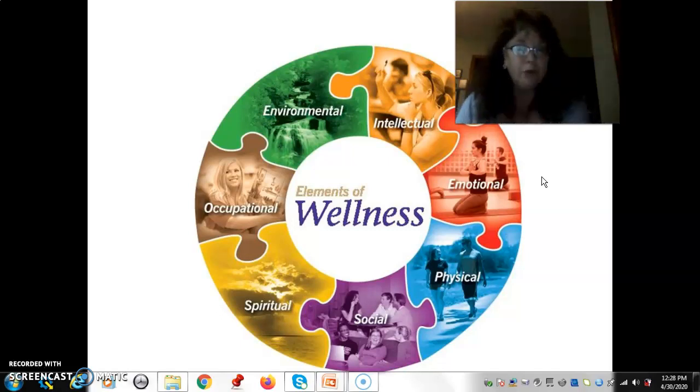The other 3, there's only 2 more that are on this puzzle. I couldn't find a picture with all 8, but we have the 5 that we know, and then we also learned about occupational and environmental wellness. And then what's missing from this puzzle that still makes up that whole quality of life sense of well-being is our financial wellness. We could go on and on about what's happening in the world today as far as it's affecting everyone's dimensions of wellness in a huge, all at once, global way.